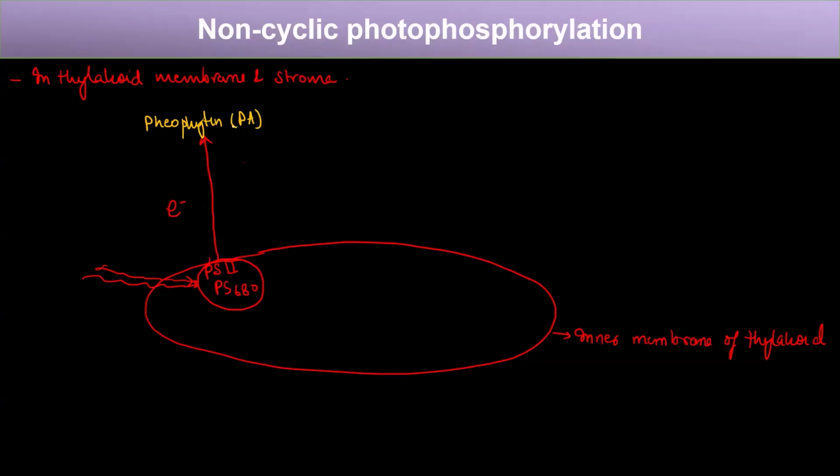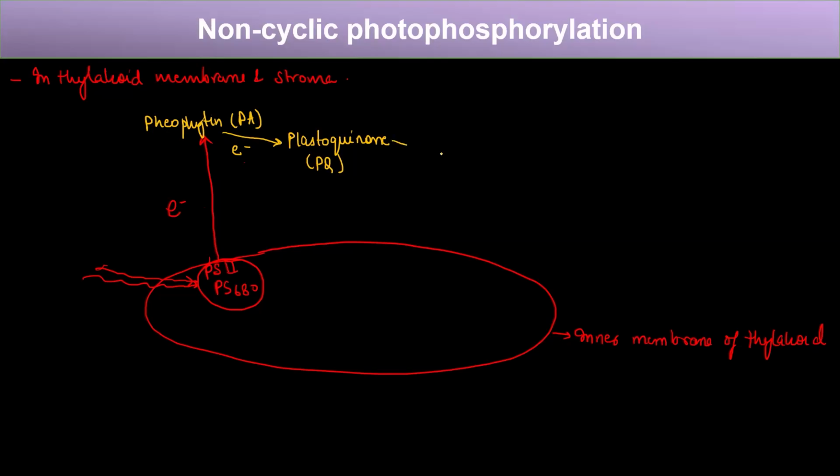Now, what will this pheophytin do? This pheophytin will transfer its electron to another electron carrier that is known as plastoquinone, and it is represented by PQ. And this is the inner membrane of thylakoid, remember. So this all is happening in the outer membrane, or you can say over the membrane.